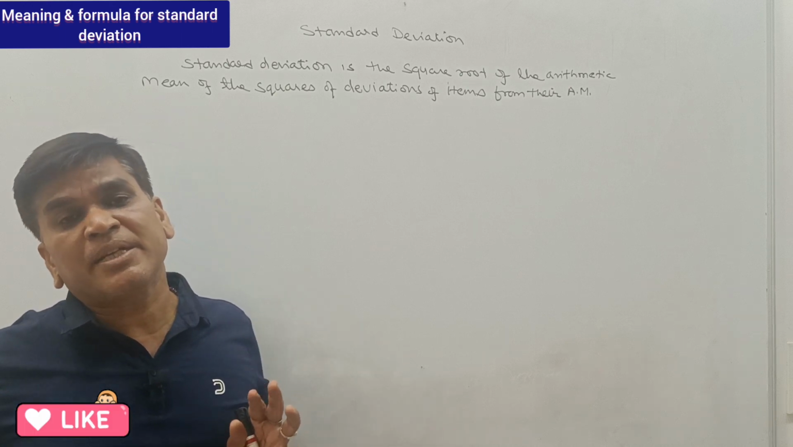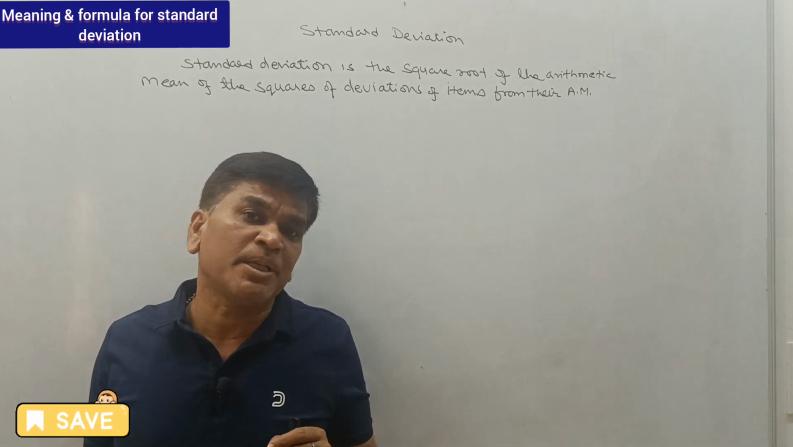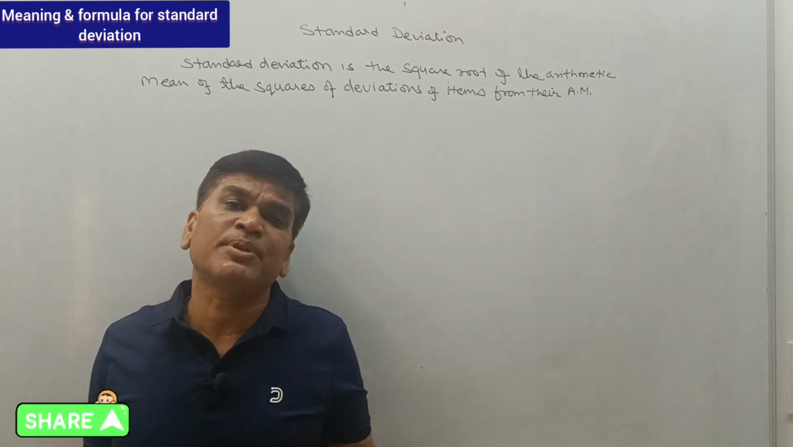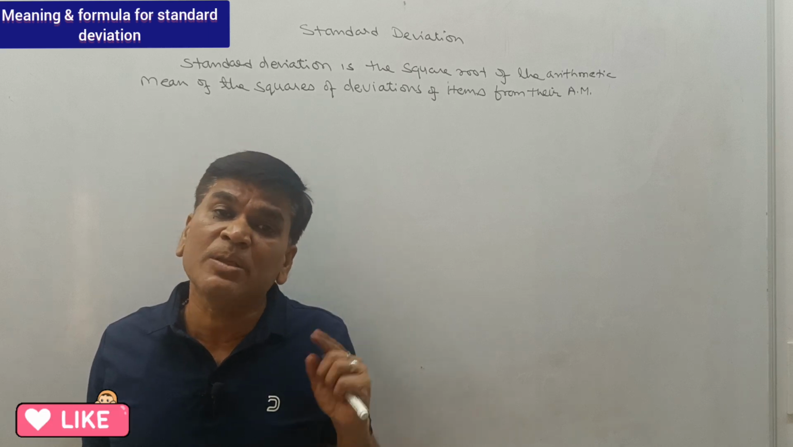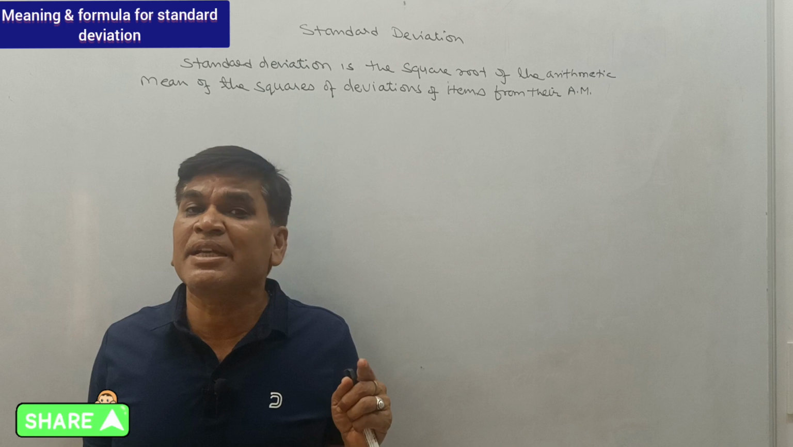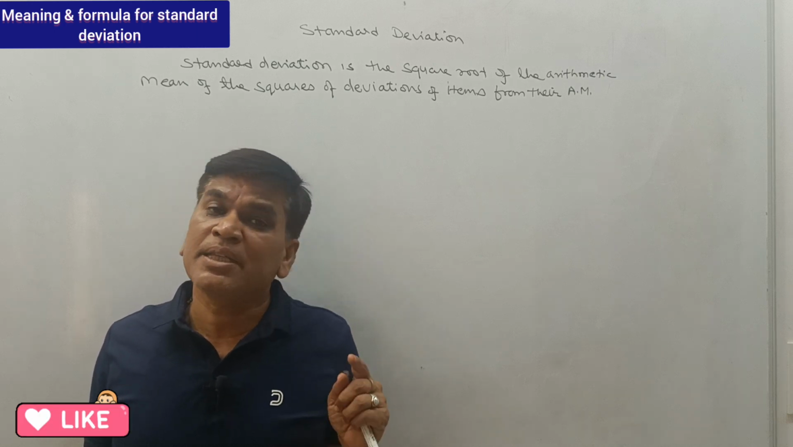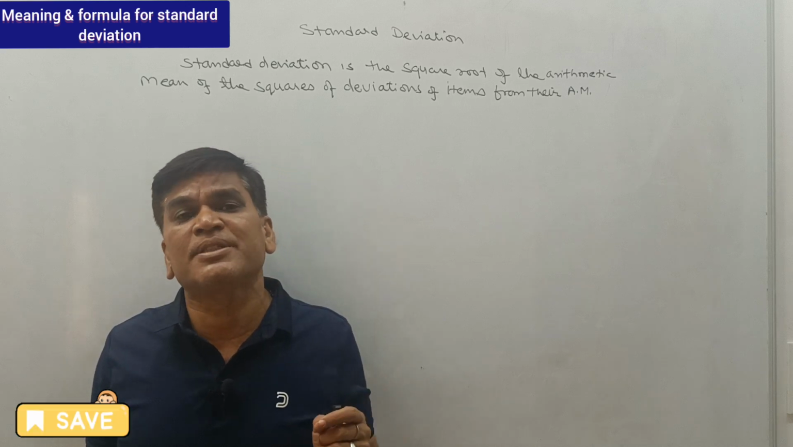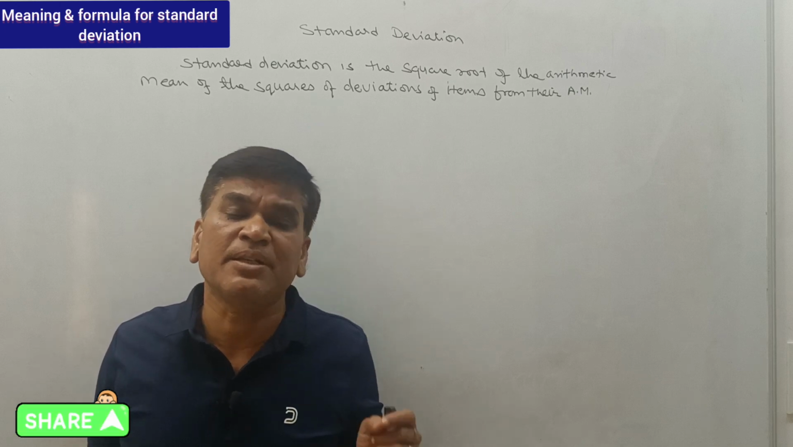But in standard deviation, first we calculate the arithmetic mean, then we get the deviations from the arithmetic mean, then square the deviations, and adding all the squares we get the arithmetic mean of that sum of squares, and after that we take the square root of this. That's why the standard deviation is called the ideal measure of dispersion.